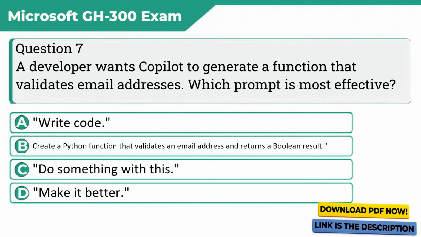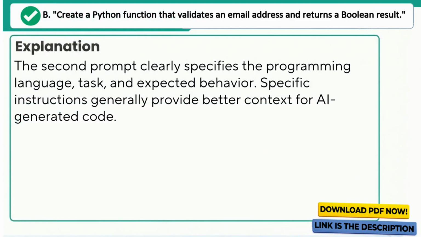Question 7. A developer wants Copilot to generate a function that validates email addresses. Which prompt is most effective? A. Write code. B. Create a Python function that validates an email address and returns a Boolean result. C. Do something with this. D. Make it better. Correct answer, B. Create a Python function that validates an email address and returns a Boolean result. Explanation. The second prompt clearly specifies the programming language, task, and expected behavior. Specific instructions generally provide better context for AI-generated code.